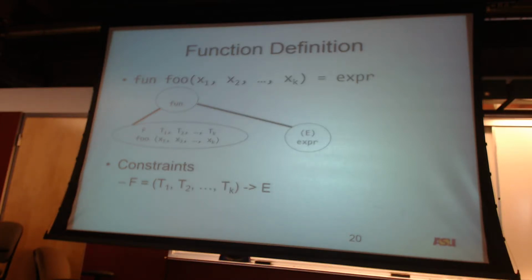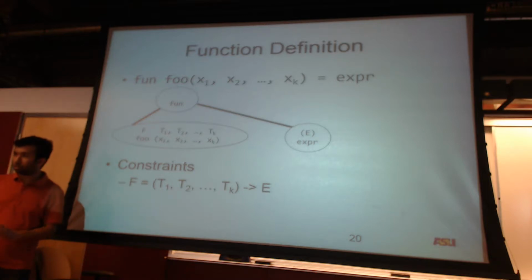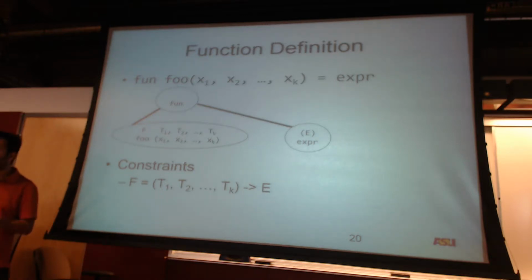That is what we say, right? That is the constraint. Whatever the type returned by the expression, so you compute the expression, it returns some value. The type of that value goes to the return type of f. That is the constraint.